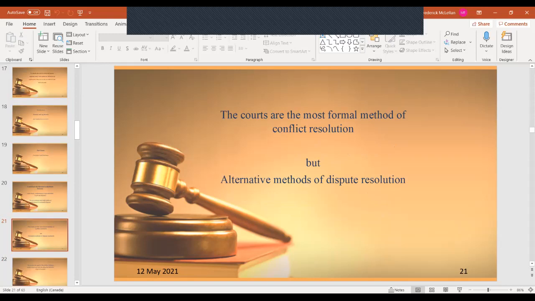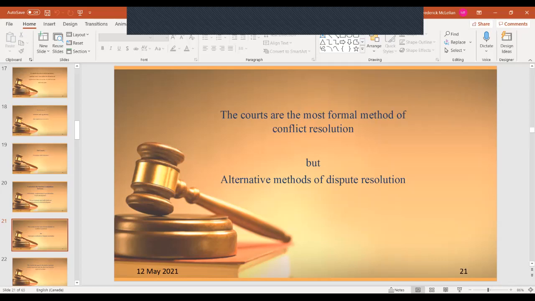So the courts are the most formal method of conflict resolution that we have, right? It's also the most expensive and time-consuming process, and it's the one that very often really requires a lawyer to participate. But unfortunately, because of the cost these days, there are a lot of access to justice issues, with people not being able to afford lawyers to have their matters adjudicated. That's a whole different thing, but that's the reality.